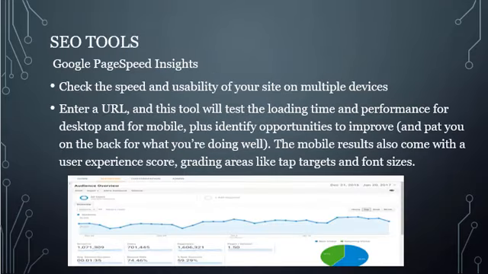Now let's have a look at the SEO tools available. The first one is Google PageSpeed Insights. Here we can check the speed and usability of your site on multiple devices. You just need to enter a URL and this tool will test the loading time performance for your desktop or mobile, plus identify opportunities to improve. The mobile results can also come with a user experience score, grading areas like tap targets and font sizes, etc.